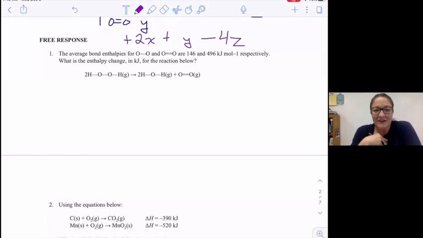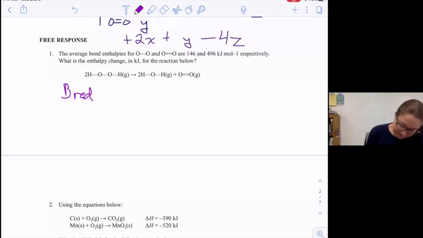Okay, let's take a look at this free response question. The average bond enthalpies for the O-O single bond and O=O double bond are 146 and 496 kilojoules per mole. Find the enthalpy change for this reaction. So I'm going to compare my break and my make.